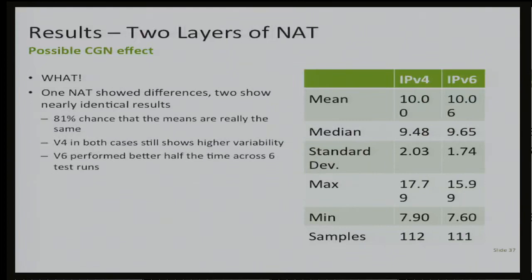Let's see what happens when we go to 2 layers of NAT. Here we go. We would expect that this would make it worse, and instead they come out the same. The mean and the median are pretty close. V4 looks a little bit better in this. Again, the standard deviation still shows more variability for V4 performance versus V6.